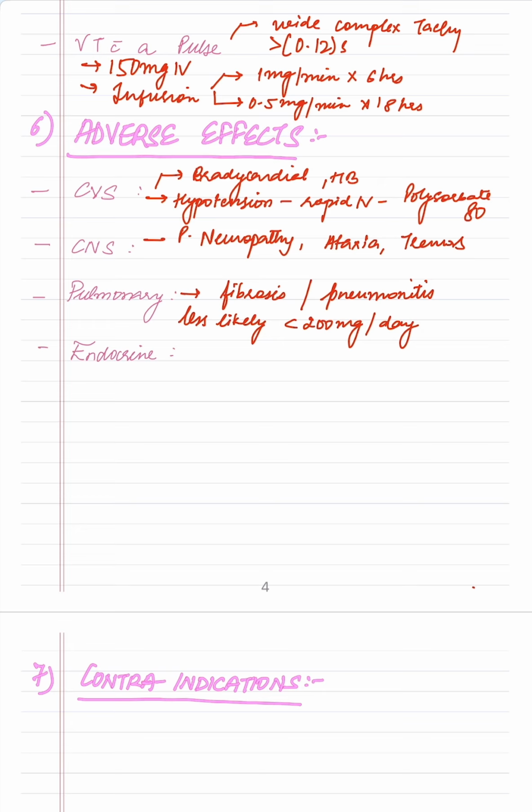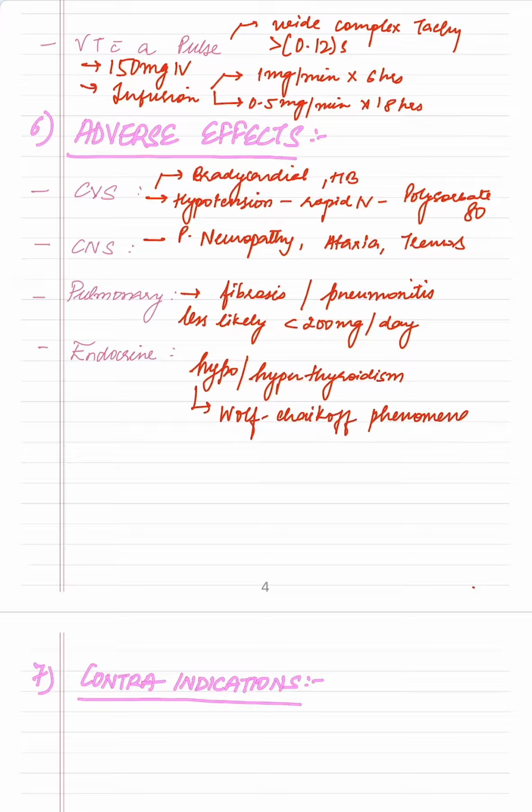Now the endocrine side effects. Since it has a structural similarity to T3 and T4, it may cause hypo or hyperthyroidism in the patients. Hypothyroidism is caused by the Wolff-Chaikoff phenomenon because of the iodine molecules which are released during its metabolism. It also inhibits the peripheral conversion of T4 to T3. It also increases the reverse T3 enzyme levels in the body.